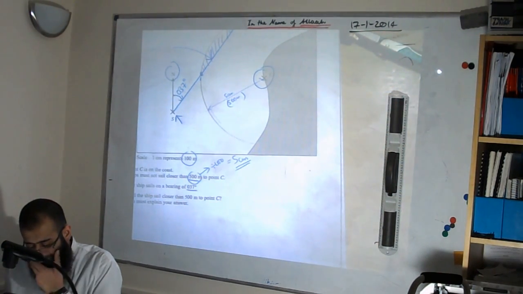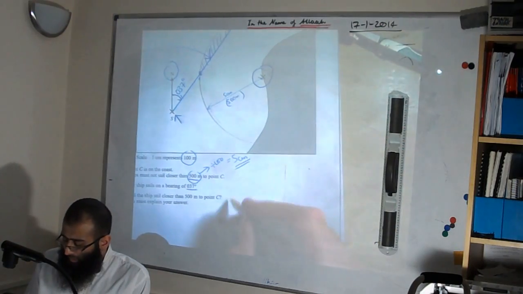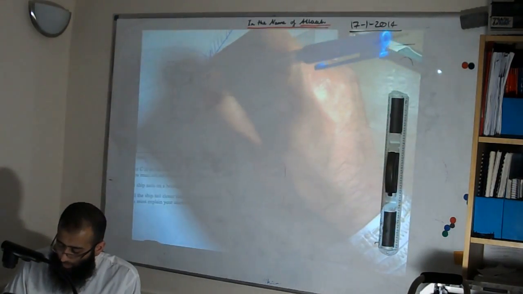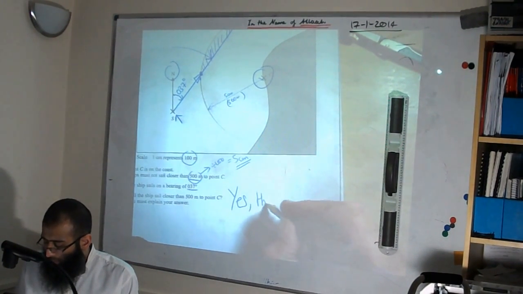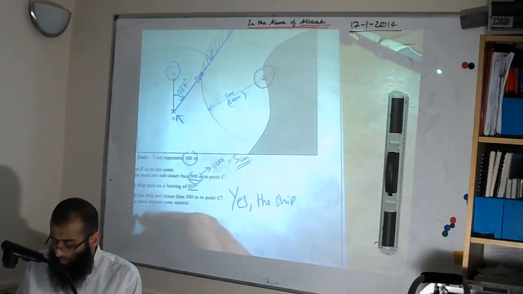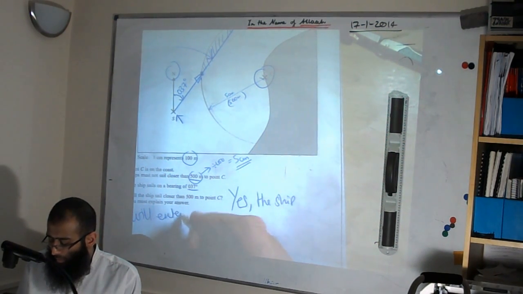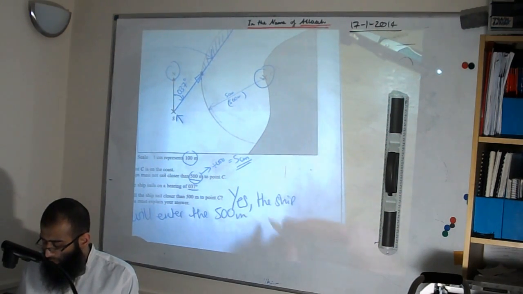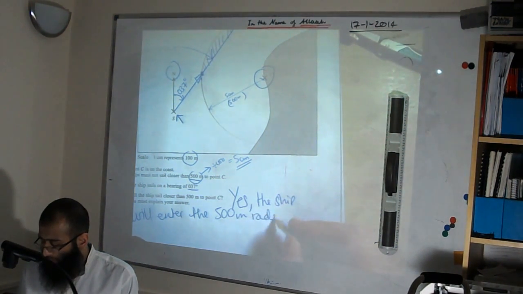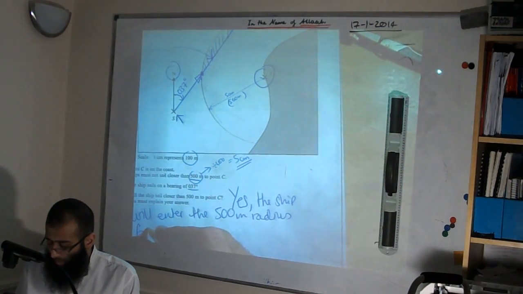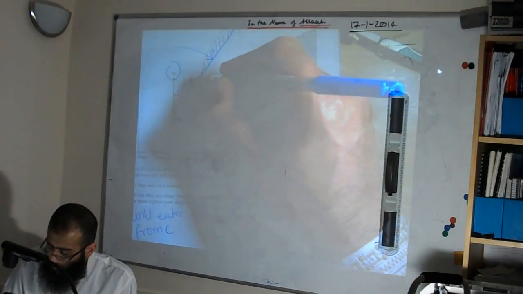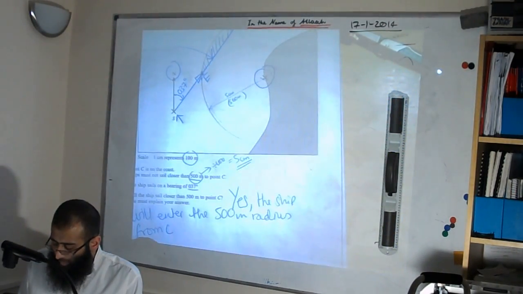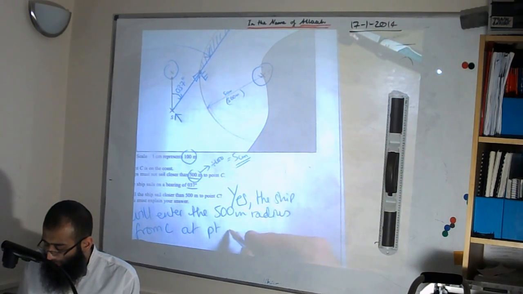Right. Will the ship sail closer than 500 meters? The answer is yes. You must explain the answer. Yes, the ship will enter the 500 meter radius from C. So that's S, that's C. You can just call this point E. From C, at point E.